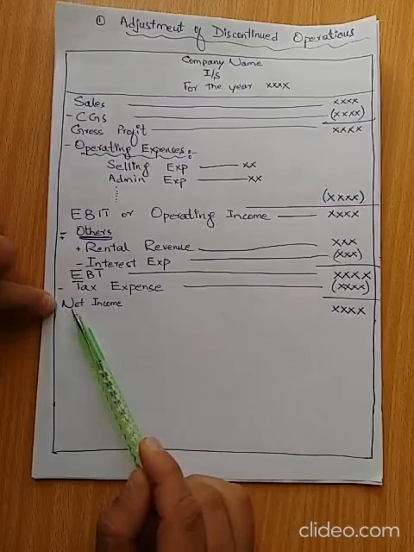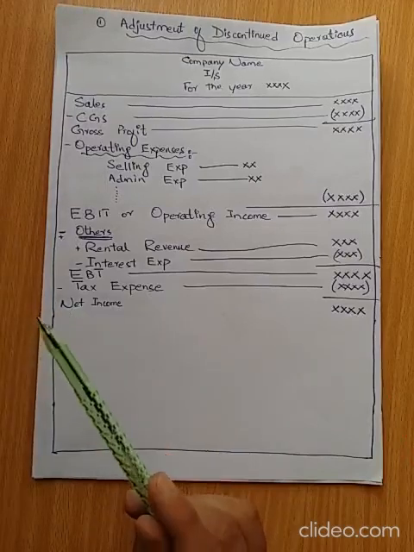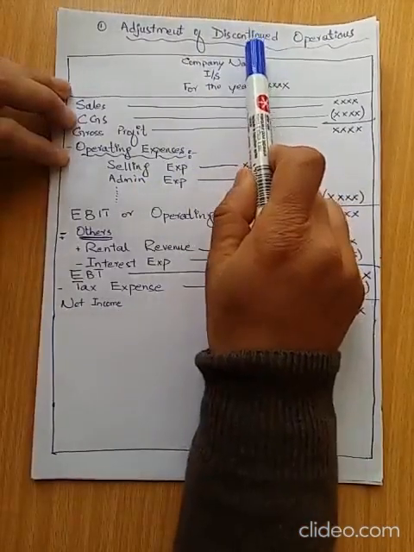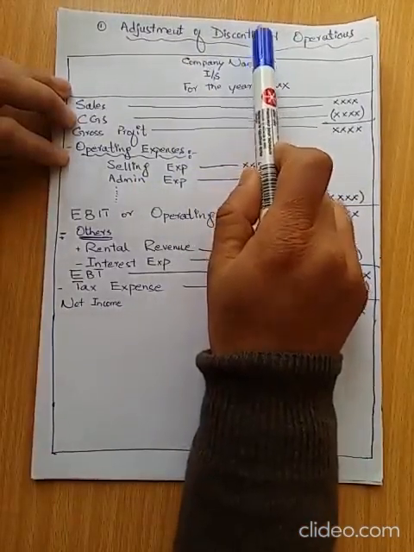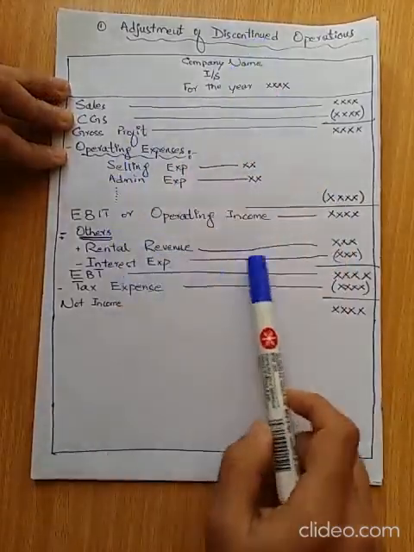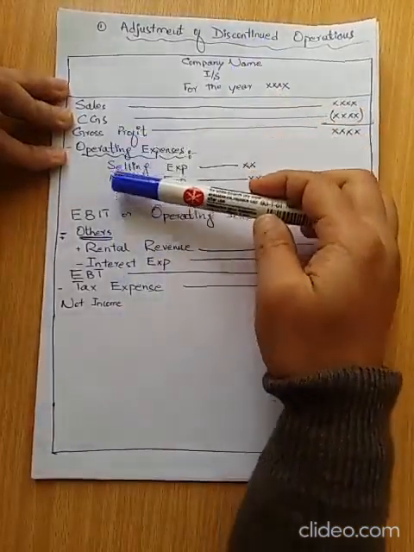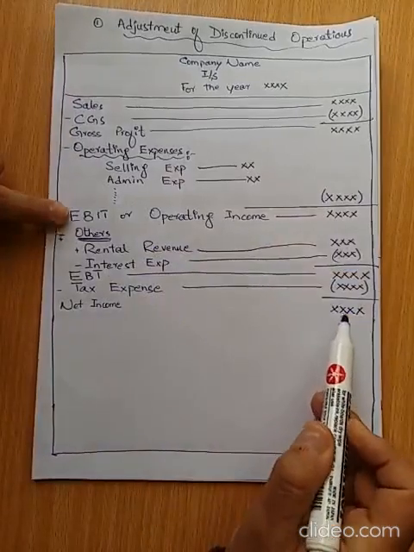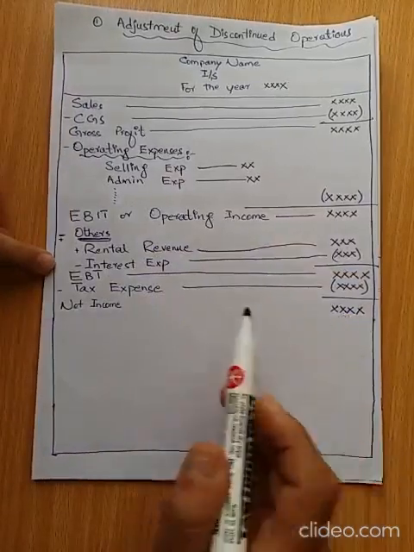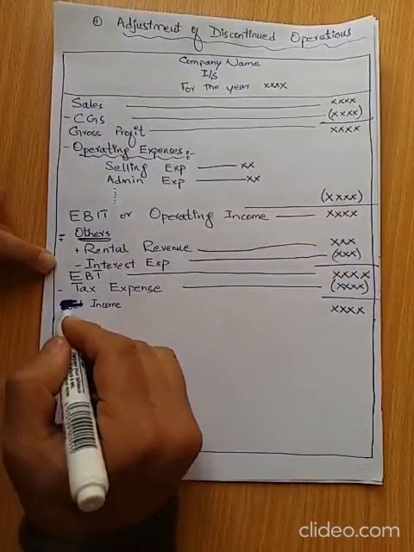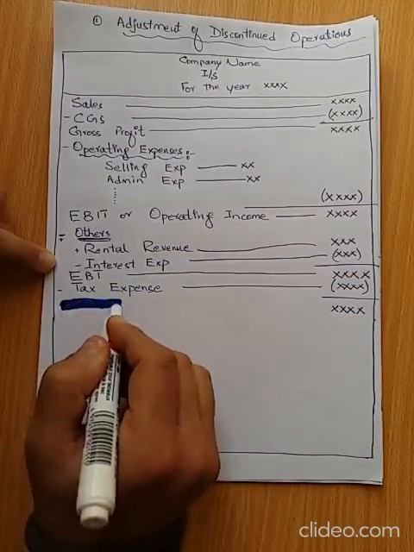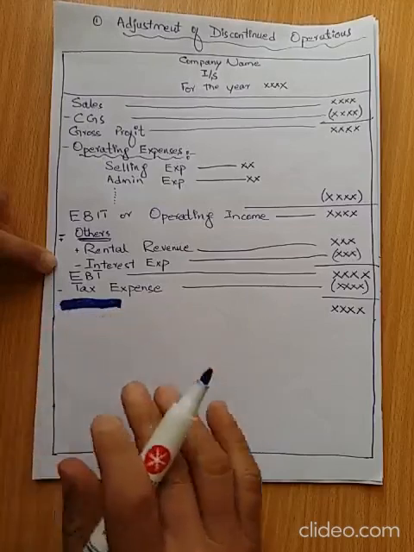But ladies and gentlemen, remember this one point: whenever you see the word discontinued operation in a numerical or in real life, you will follow the same format, coming step by step. But when you arrive at the last figure of net income, then the last figure cannot be called net income. I just wrote it for revision purposes, and right now assume that I am rubbing it out.